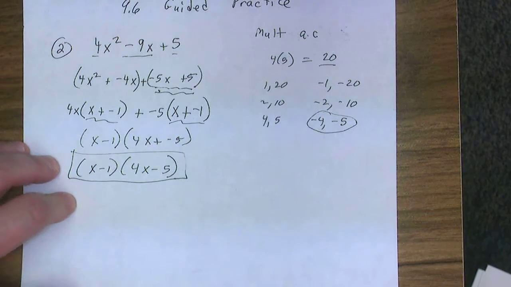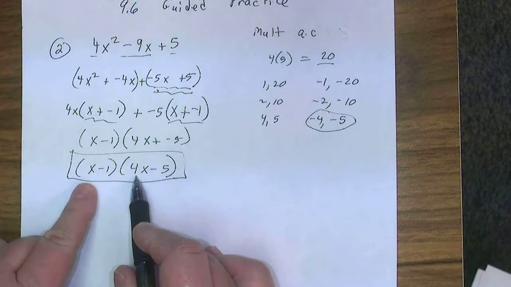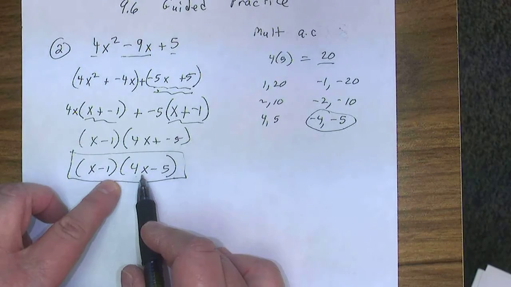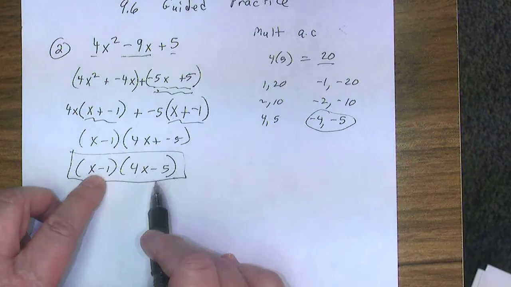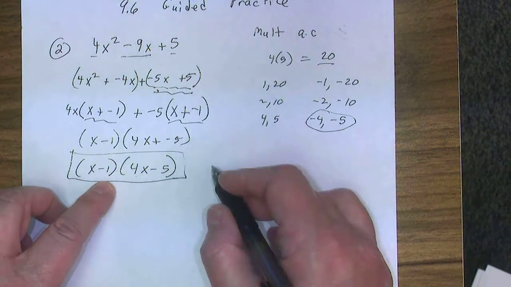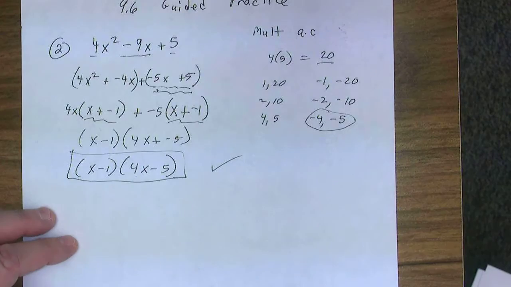Always check. 4x squared, correct, minus 5x minus 4x gives me a minus 9x in the middle. Negative 1 and negative 5 would give me a positive 5, which means that is the correct way to factor it.